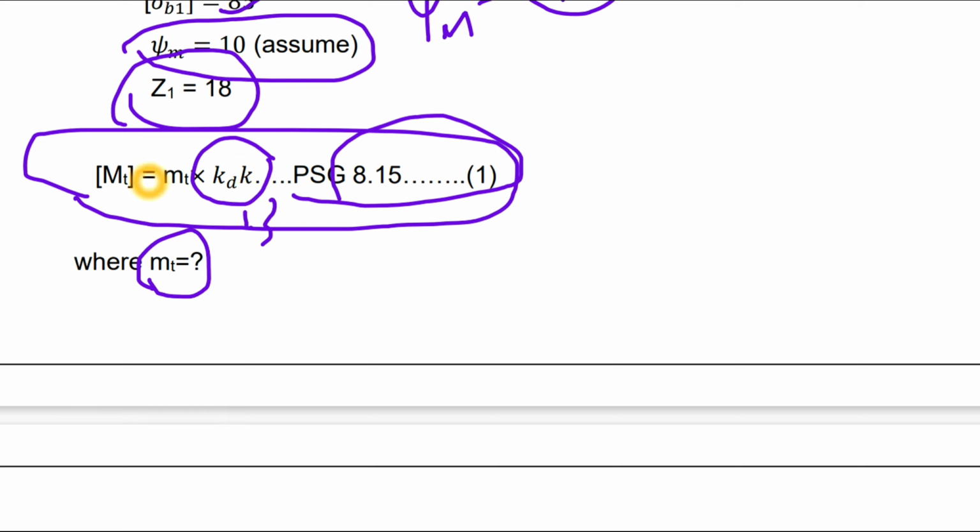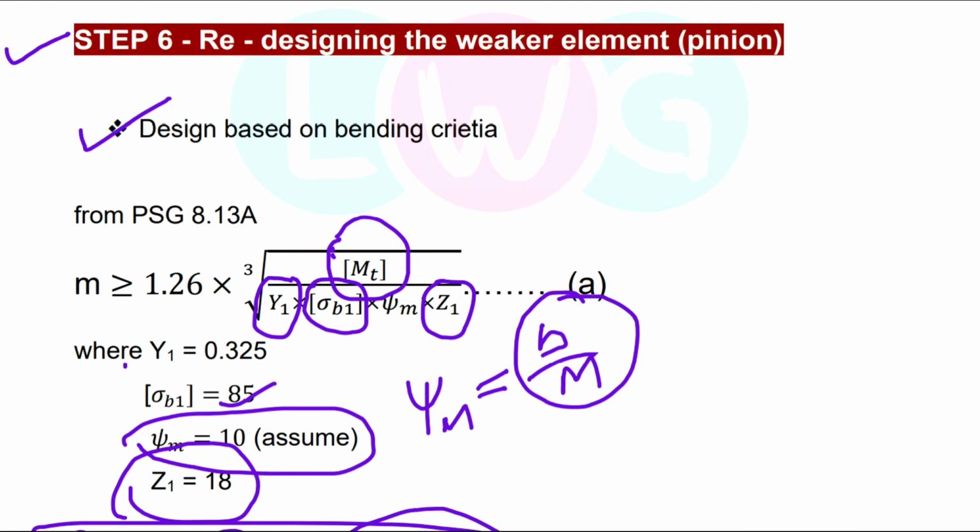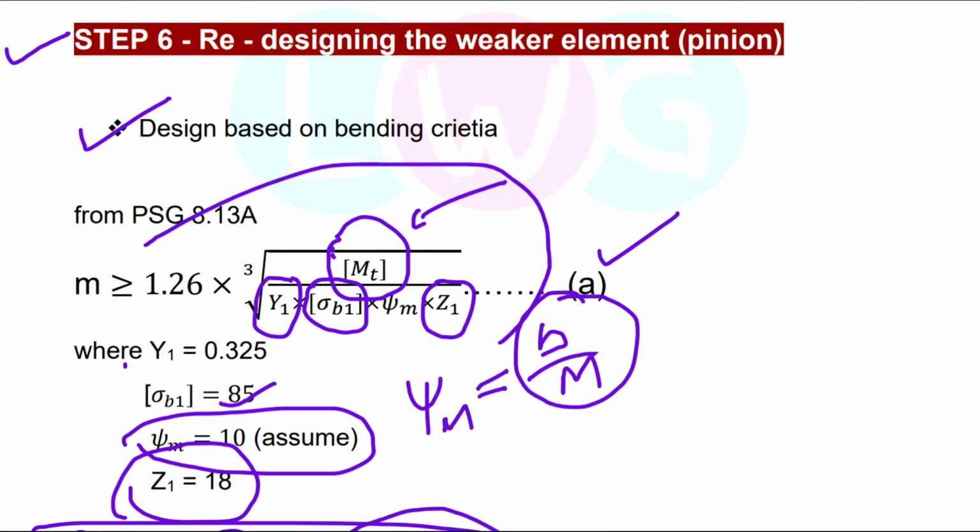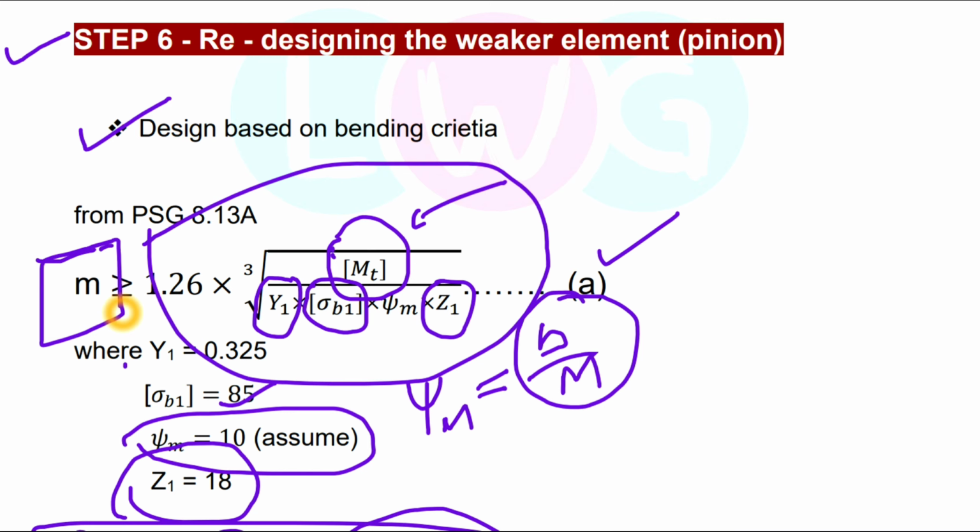After putting this value we will get this capital MT, and as we get this capital MT, we will directly put it here in equation A. After completely solving this we will get the module m. We will get this small m.